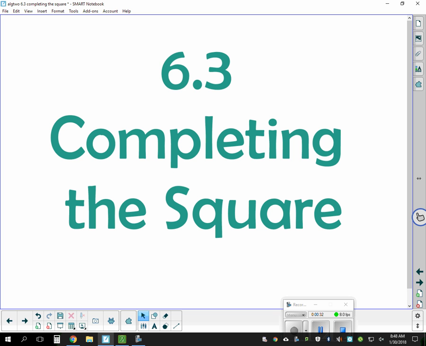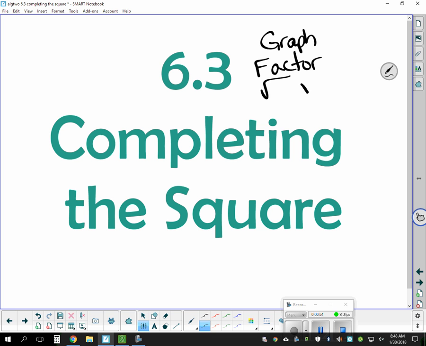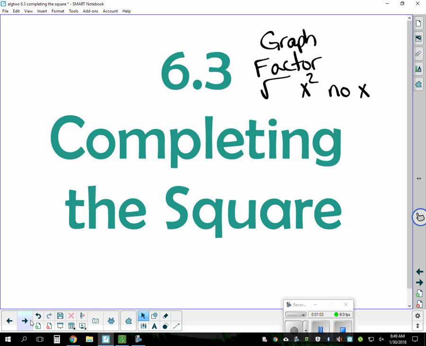Okay guys, 6.3, completing the square. This is another way we are going to learn how to solve quadratics. So how else have we already learned to solve quadratics? Graphing. Factoring. And the way you guys just did is using square roots, right? You can only use a square root if there's an x squared with no x term, so if there's a quadratic term and no linear term. And then completing the square is the way we're going to learn today. Do you guys remember this from Algebra 1? I know you do. You didn't like it. Hopefully it'll be easier today.